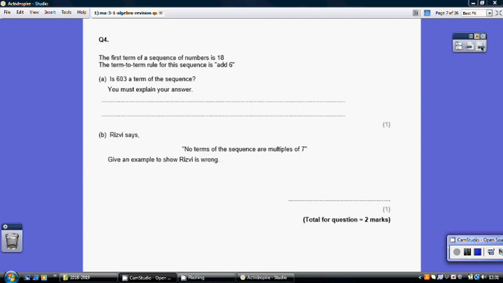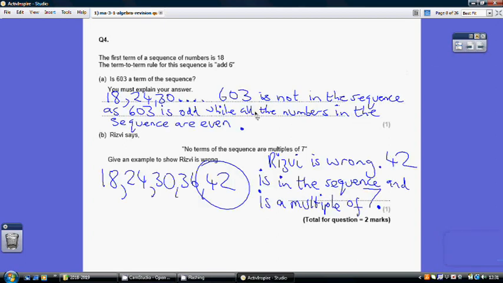Question 4. Well, I can see with my sequence that I'm starting off with 18, then I'm adding 6 each time, so I'm getting 18, 24, 30 and so on. I can see that my pattern is going to comprise even numbers. Now 603 is an odd number, so it's not going to be in the sequence because the sequence is just even numbers.